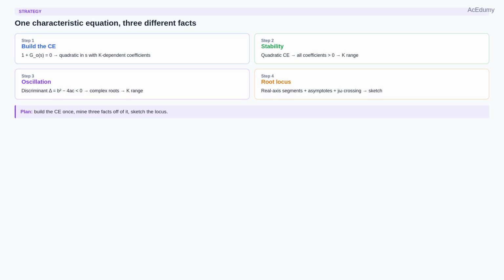Step 4. Root locus. Use the standard rules, real axis segments, asymptotes, j omega axis crossing, to sketch the path of the closed-loop poles as K varies from 0 to infinity. 3 questions, 1 characteristic polynomial, 4 short calculations. Let us begin. Step 1.